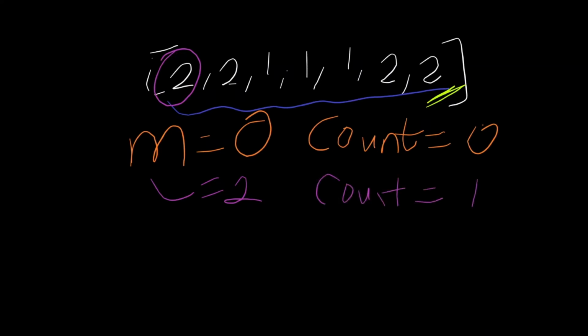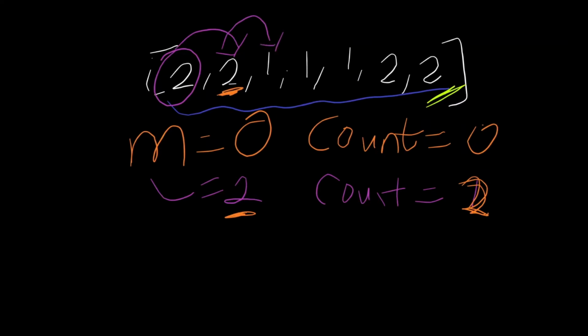Now we move on to the next item in the array, and we check again. What is our count? Is our count equal to 0? Our count is no longer equal to 0. Our count has now been incremented to 1. Now we move on to the next step. We now check, where we currently are, is it the same thing as our m? And yes, it is. So what do we do? Increment our count to 2. We just add 1 to it, and now we move on to the next item in the array.